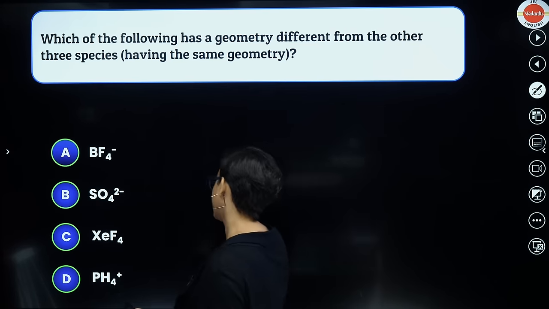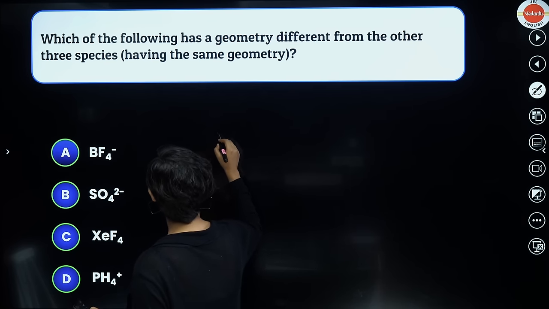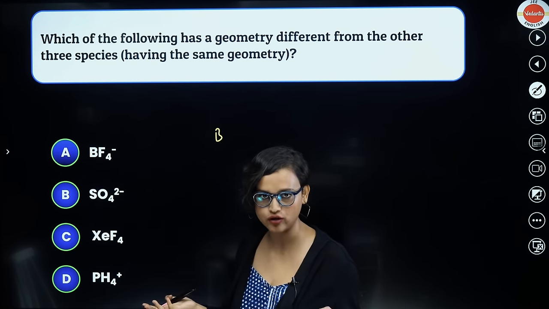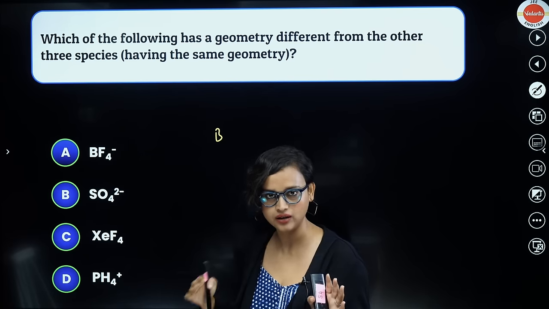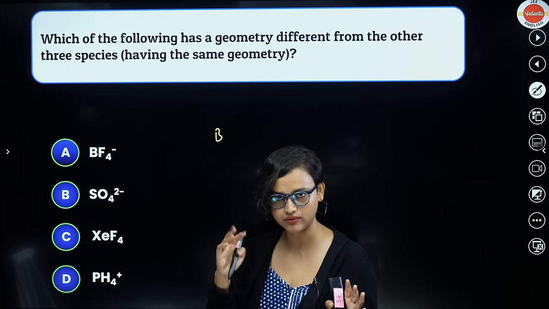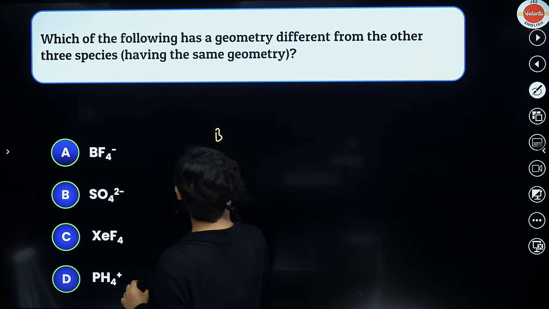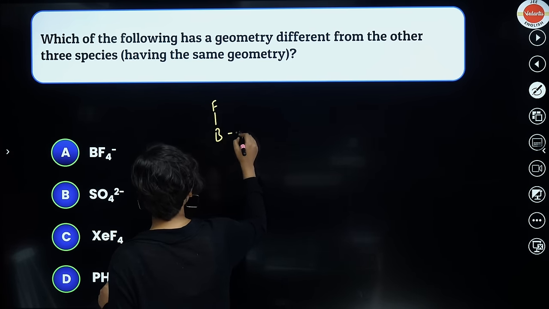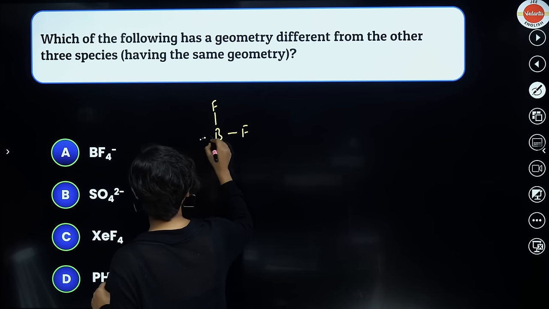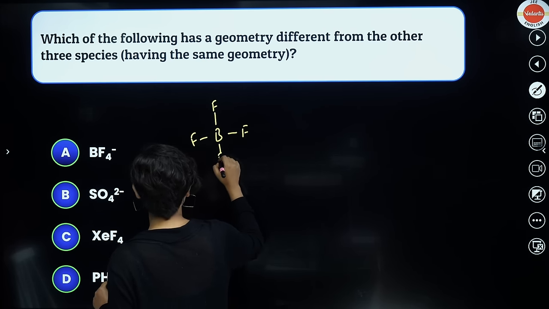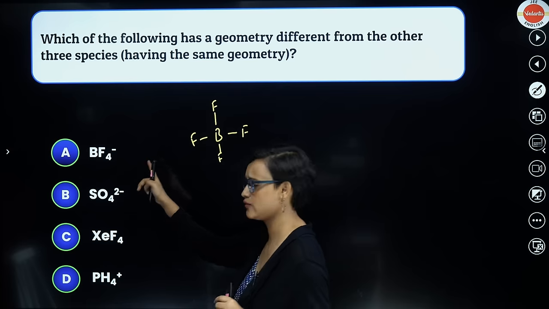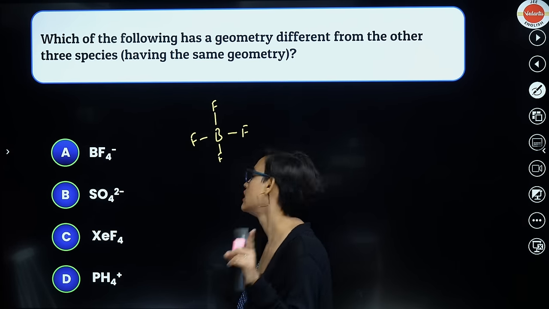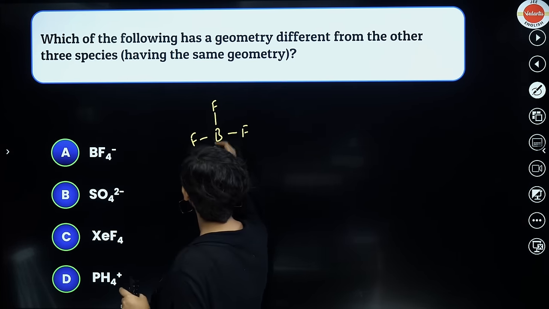Chalo. BF4 minus. Boron, right? Boron has 3 electrons in the valence shell, correct? Boron, then aluminium. Okay, but fluorine has 1. So BF4, you have B here, and 1 F, 1 F, 1 F, 1 F. And it says 4 minus. Minus, there is 1 electron extra, hence minus, so that means 4 electrons.